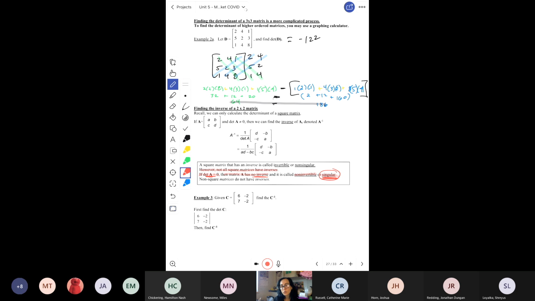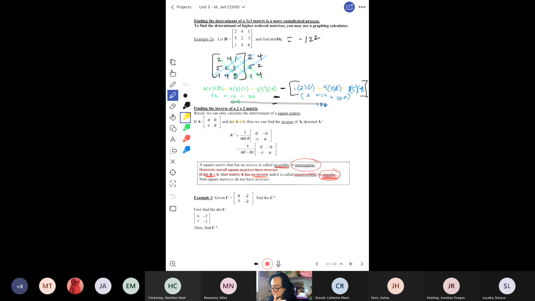Now, let's say I give you a square matrix, you compute the determinant, and it is not 0. Then we have to go forward and we have to find the inverse. It is invertible, and we call that matrix non-singular. How do we find the inverse? Well, let's look at a 2 by 2. First thing you want to do is compute the determinant. Let's say you compute the determinant and it is non-zero.